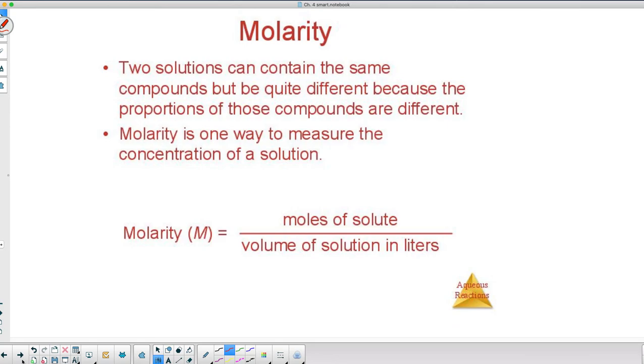The two solutions can maintain the same, so this is molarity. So what is molarity? Molarity, M, equals moles of solute divided by volume. My volume almost always is going to be in liters. So get used to this equation. We're going to use it a lot. This is a way of measuring concentration. Concentration is how much stuff is mixed in the water. That's what it comes down to.